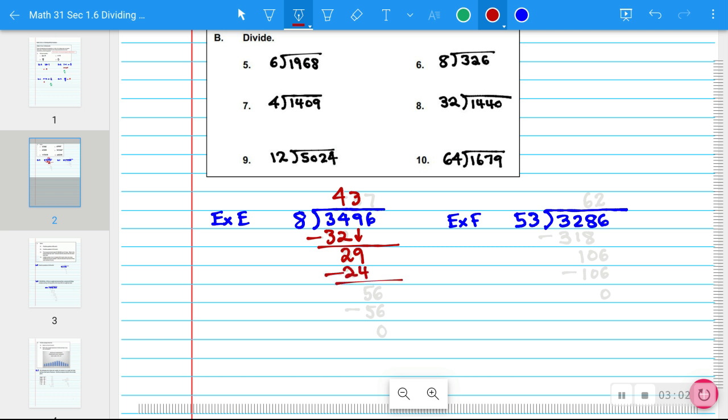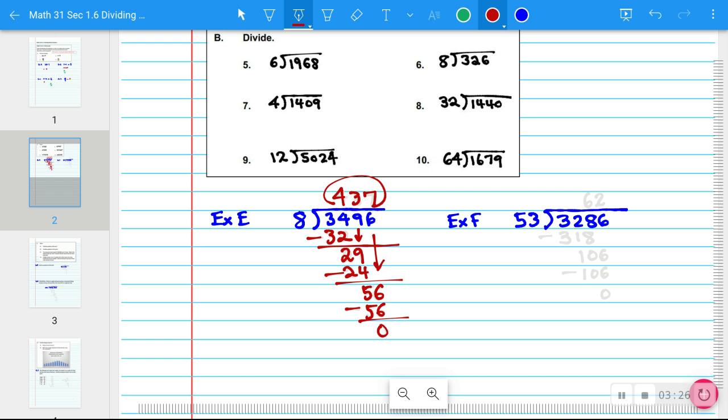Subtracting gives 5. And here comes a 6 joining the fight. So the question now becomes how many 8s go into 56? If you know your multiplication tables, you know that 7 times 8 is exactly 56. So here's a problem where there's no remainder, and our quotient is 437.